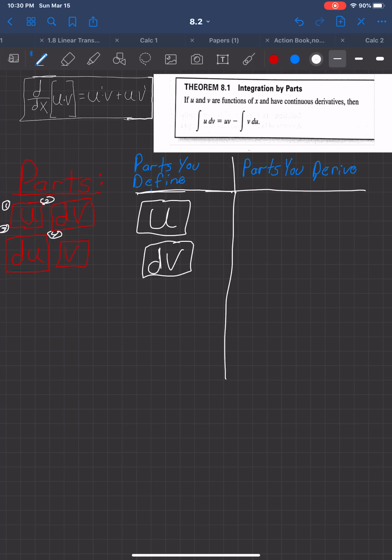Okay, do you understand what I just said? So what I just wrote, these are the parts that you have control over. All right, now once you have defined u, once you have defined dv, the consequences of that, these other parts are parts that you have to derive.